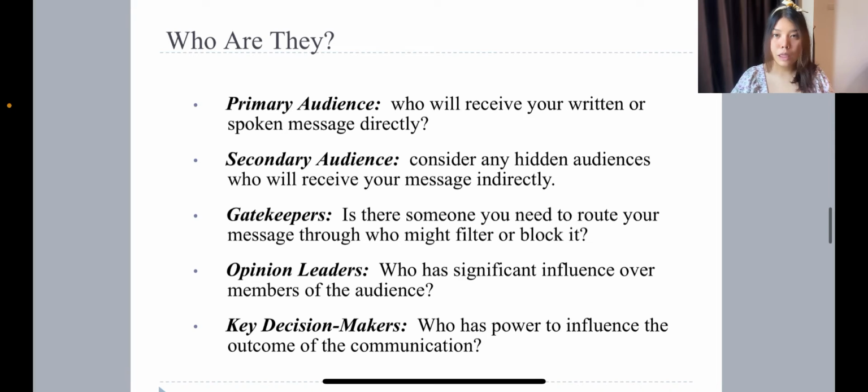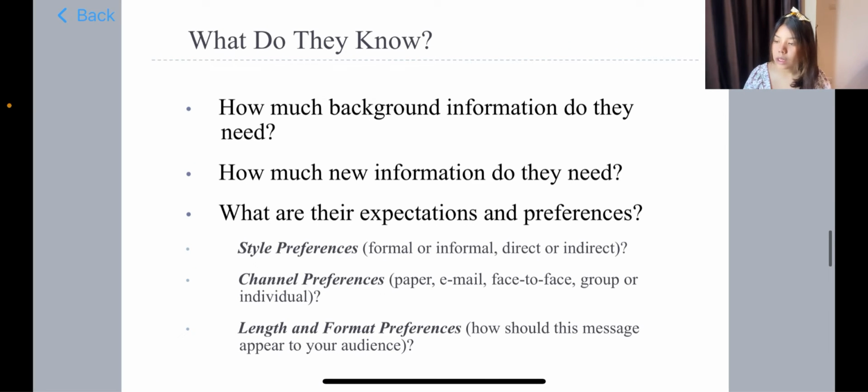So who are they? There are primary audience, secondary audience, gatekeepers, opinion leaders, and also key decision makers. Next, what do they know? Like, how much background information do they need? How much new information do they need, and what are their expectations and preferences? There are 3 types of preferences: style preferences, formal or informal. Next is channel preferences, like paper, email, face-to-face, group, or individual. Last but not least is length and format preferences, like how should this message appear to your audience.